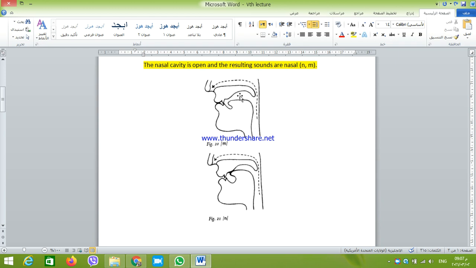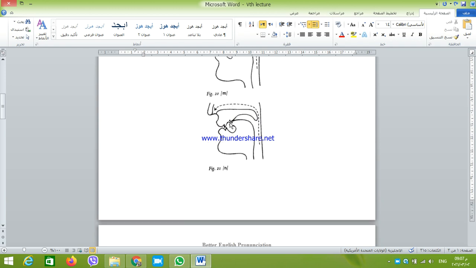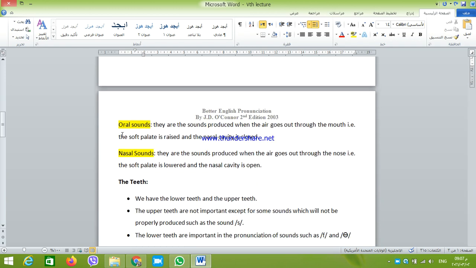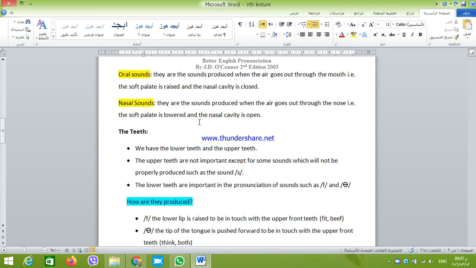So we have two conditions in order to have a nasal sound. The first one is that the soft palate is lowered like this, and the second condition is that there should be a closure in the oral cavity. Now, what are oral sounds? Oral sounds are the sounds produced when the air goes out through the mouth. That's to say, the soft palate is raised and the nasal cavity is closed. The air will go out through the oral cavity. That's why it's called oral.